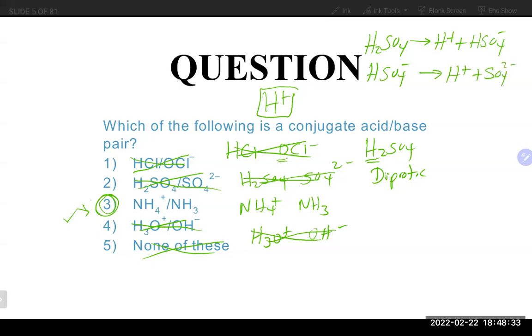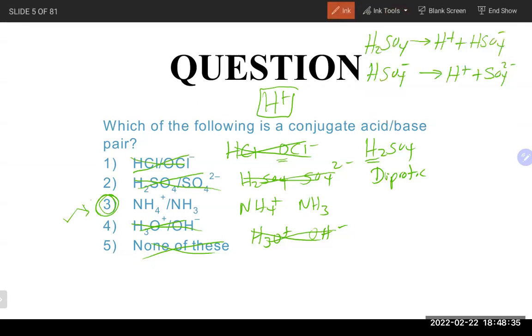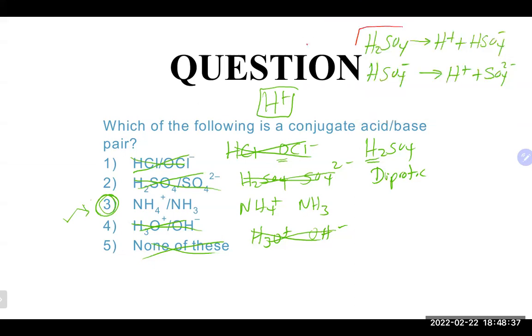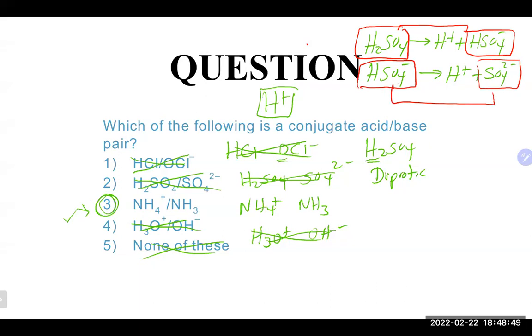That is why when we look at this in terms of pairs, this guy and this guy, they are pairs because the difference is 1 H plus. This guy here and this guy also pairs because there's 1 H plus difference. Going from H2SO4 directly to SO4 2 minus is too many steps along the way.